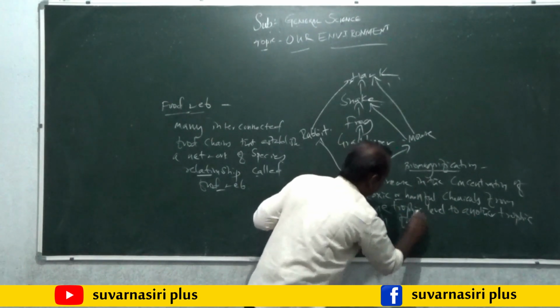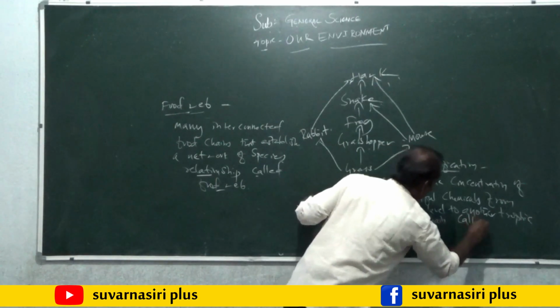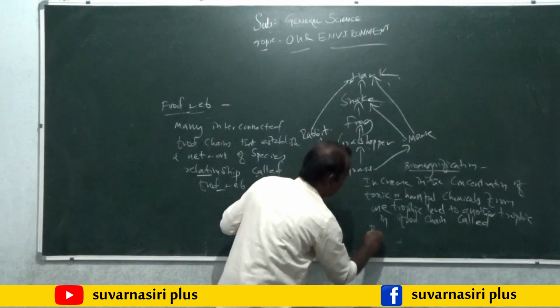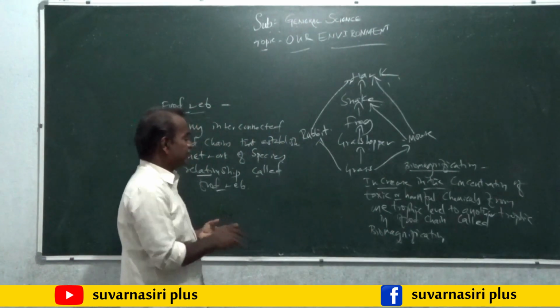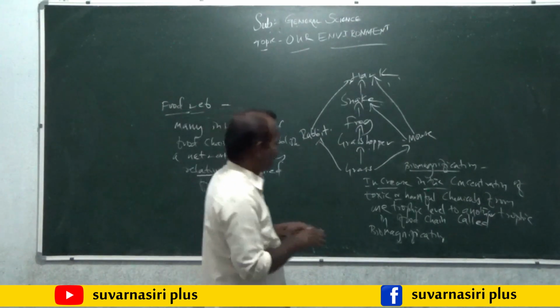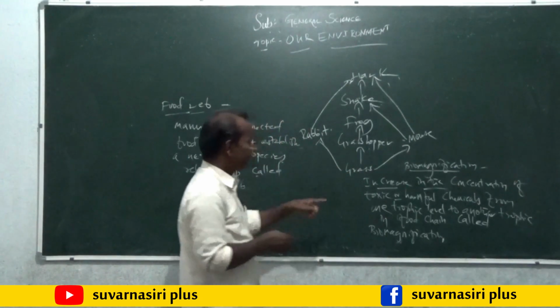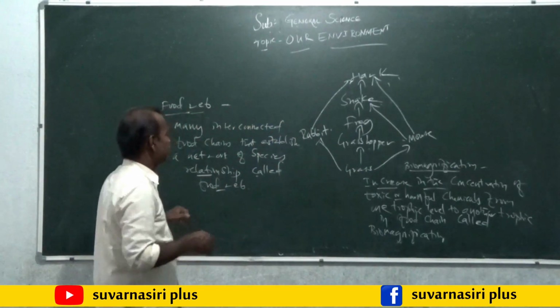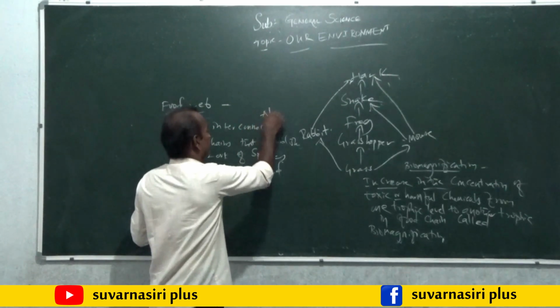In the food chain, this is called biomagnification. With an example, I will explain how the cumulative concentration of toxic chemicals increases at each trophic level in a food chain, by taking a simple example.